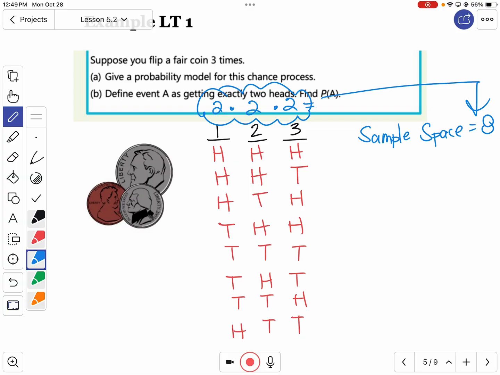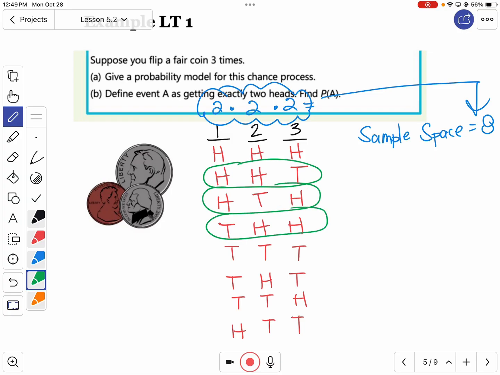So let's go in and find the probability. I'm going to get exactly 2 heads. How many things have exactly 2 heads? There's 1, 2, 3. Is that it? Yep. So 3 out of 8. And what decimal would that be? Yep, 0.375. And that would be my probability.